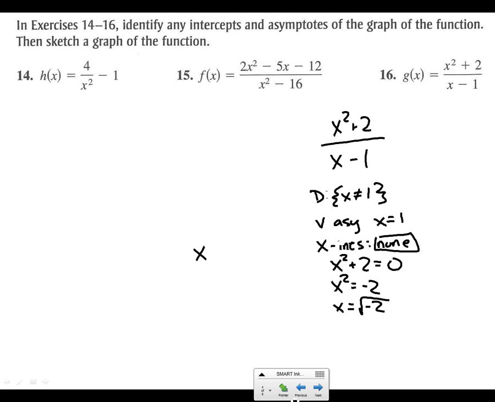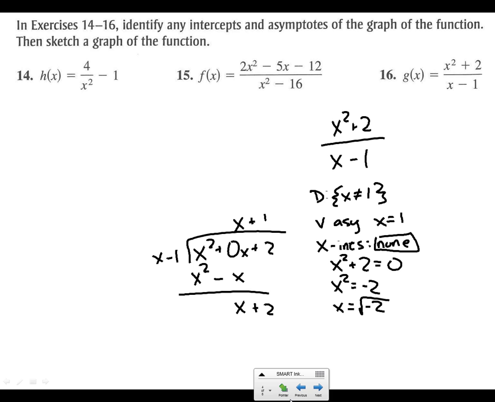Lastly, we either need a horizontal or a slant asymptote, and since x squared is bigger than x, we're going to get a slant asymptote. Let me put in a placeholder for x, divided by x minus 1. What do we get? x, minus x, so we subtract down and get positive x. And divide again, we'll get plus 1. And subtract down, we get 3. But remember, we don't care about the remainder for these problems, so we have a slant asymptote at y equals x plus 1.